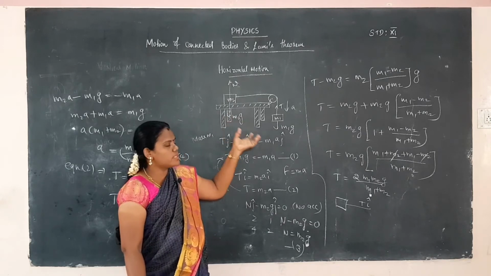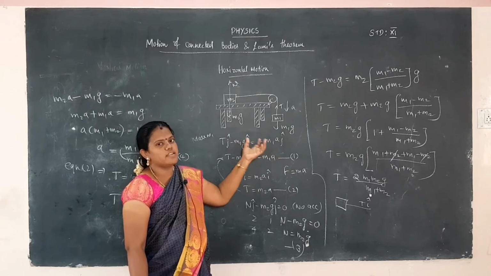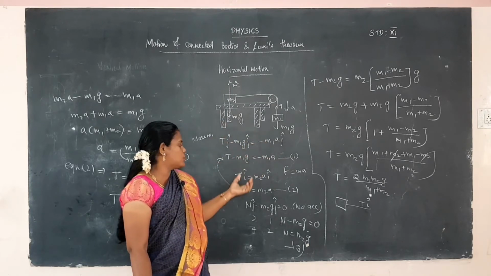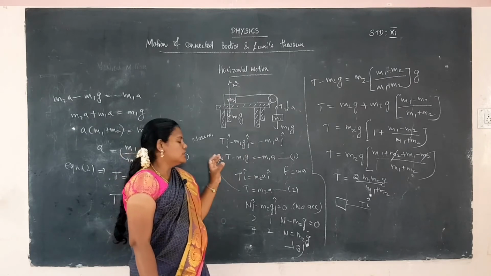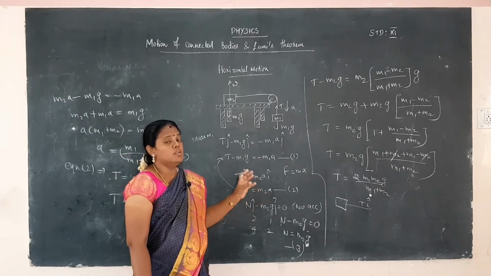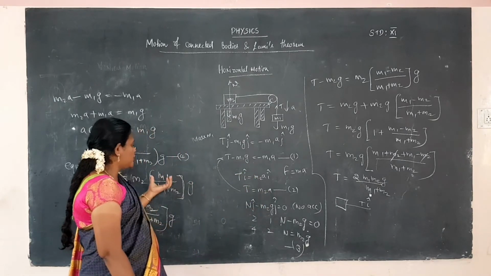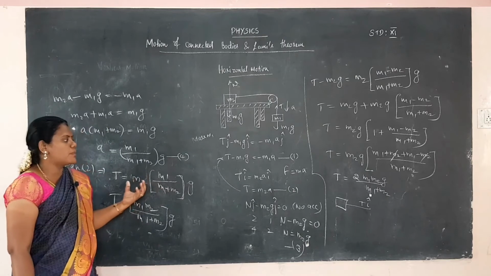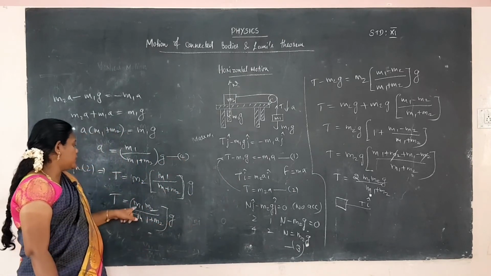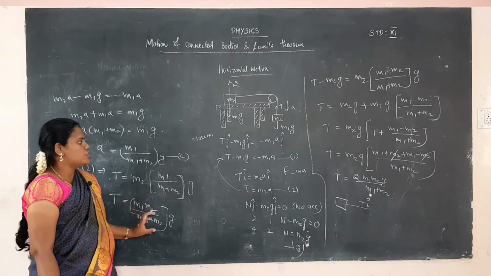Then we consider the masses m1 and m2 individually. For m1 we consider only the y direction, and for m2 we have to take the x direction and y direction also. We calculate the two equations, remove the components, and first find the acceleration value. The acceleration value is substituted in any one equation and the tension is calculated. The tension T is equal to m1 m2 by m1 plus m2 into g.